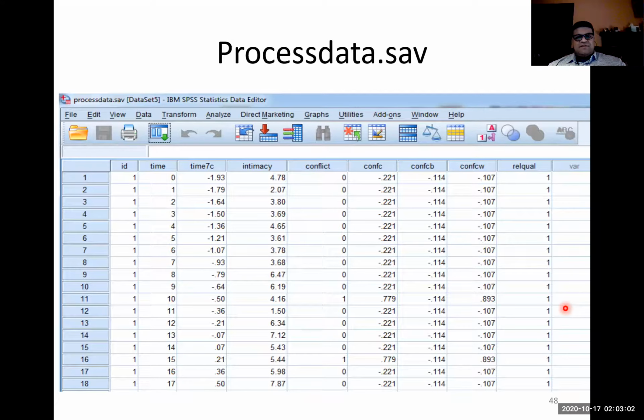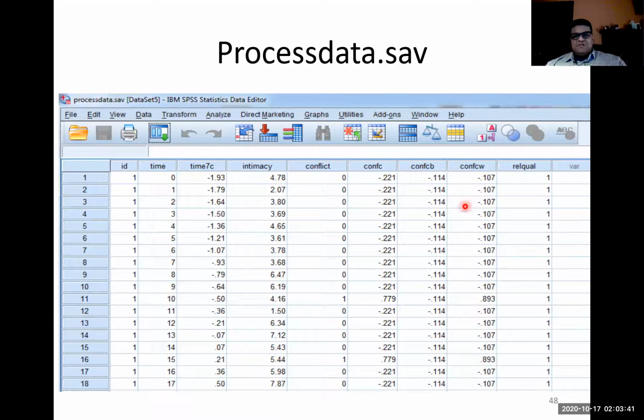So there's a data set in SPSS that you can get from the course website, from the book website, intensivlongitudinal.com. It's a chapter 5 example data set. And here we have ID, and we have time going from 0 to 27. Time 7C is the centered version, centered on the middle day, which is right about here. Intimacy is our key outcome, varies from day to day. Conflict is our key predictor.